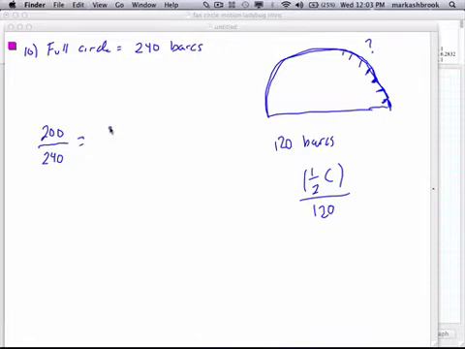Find that value, which is 10 over 12, right? Divided out, that's 0.833. Okay, so 200 barks is 83.3% of the circle. So how do we find how many radians it is? We're going to take that percent of the circle times the same percent of 2 pi. What is that? About 5.24 radians.